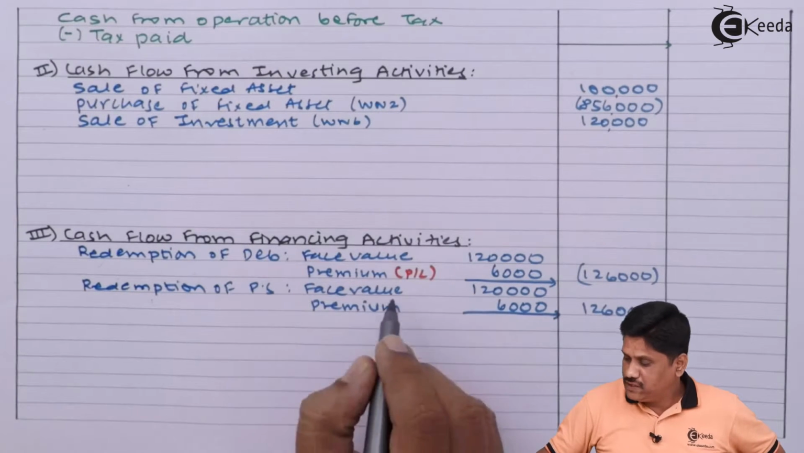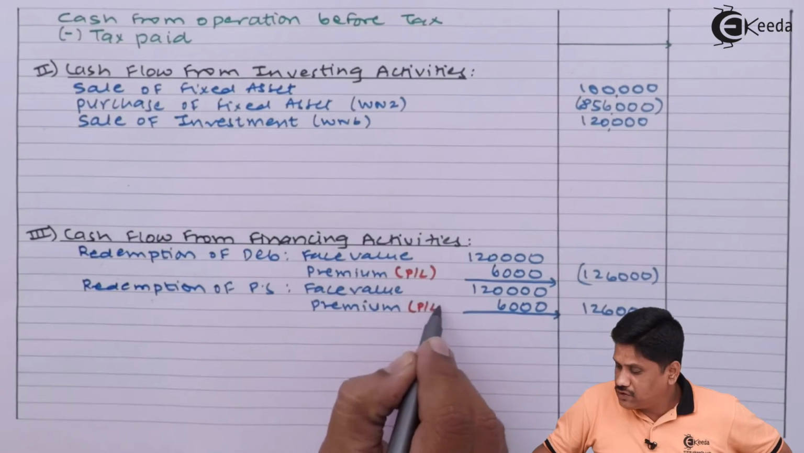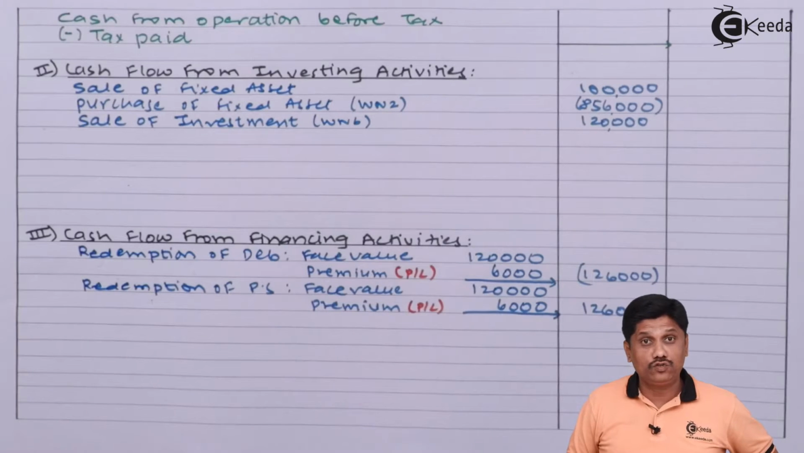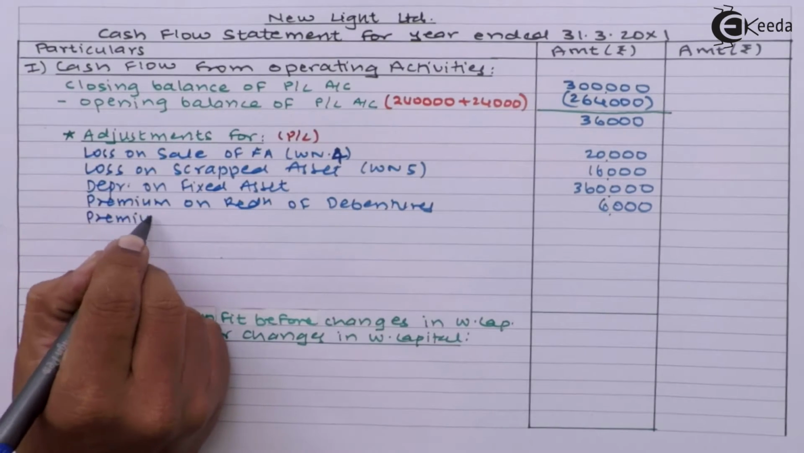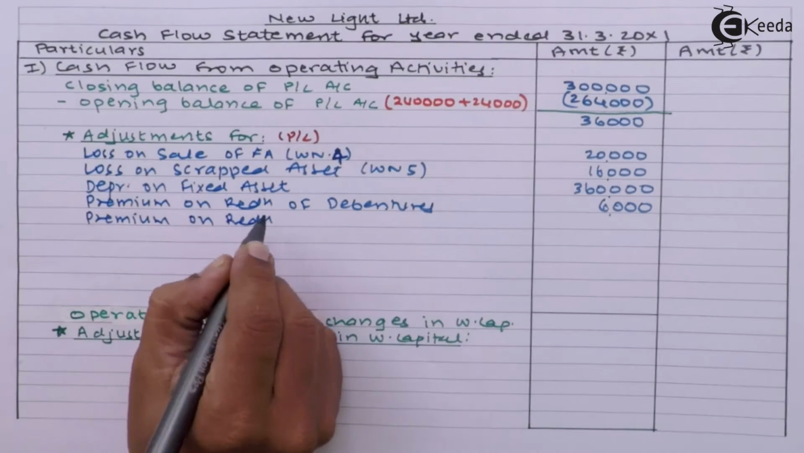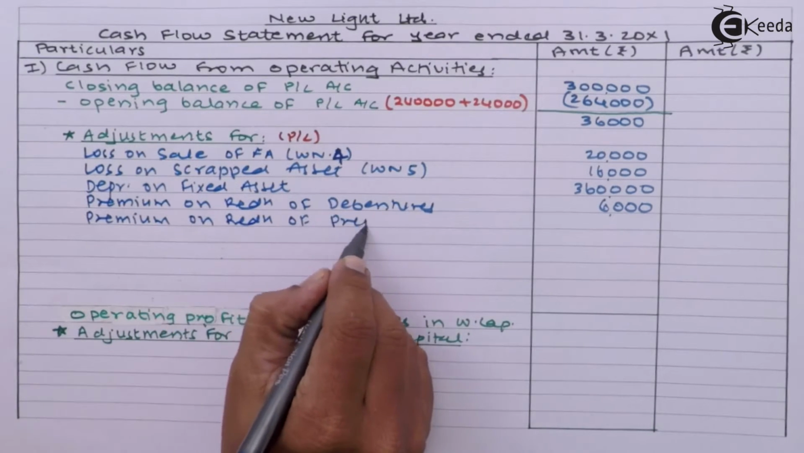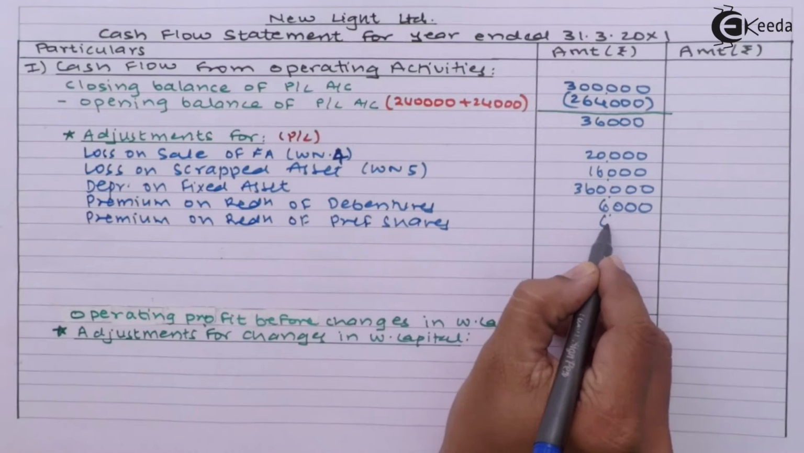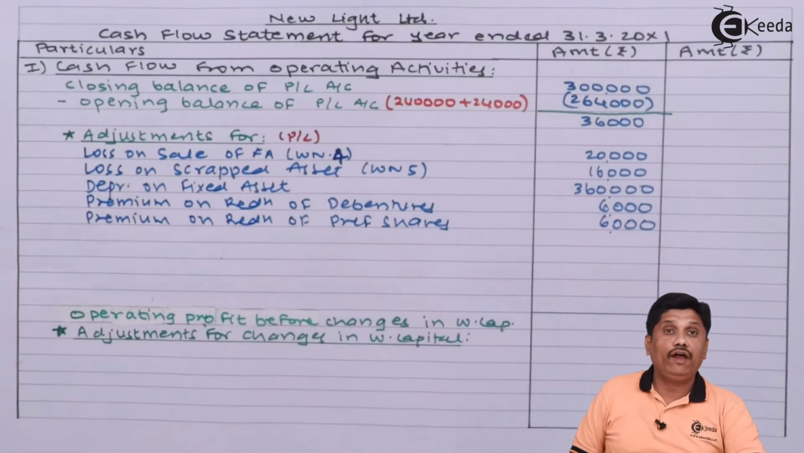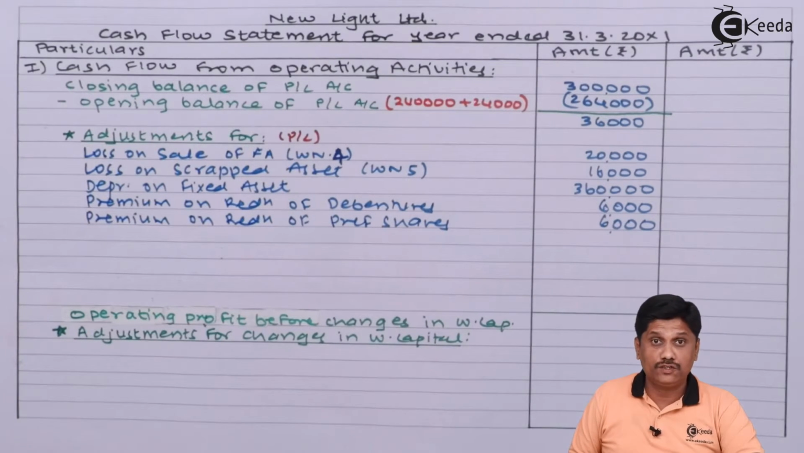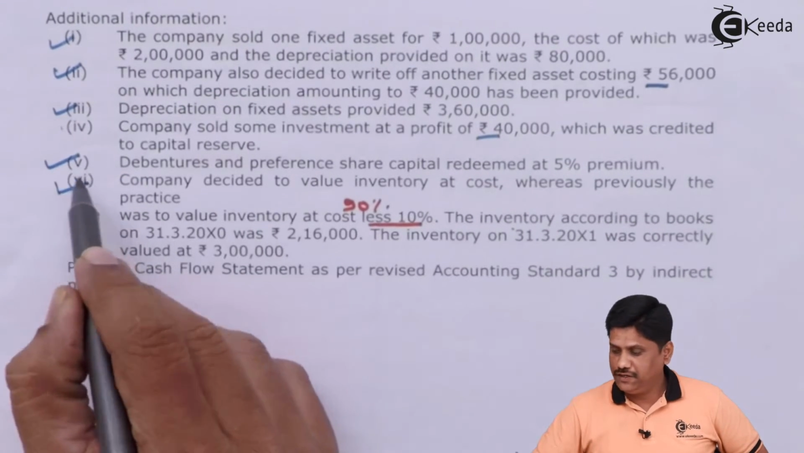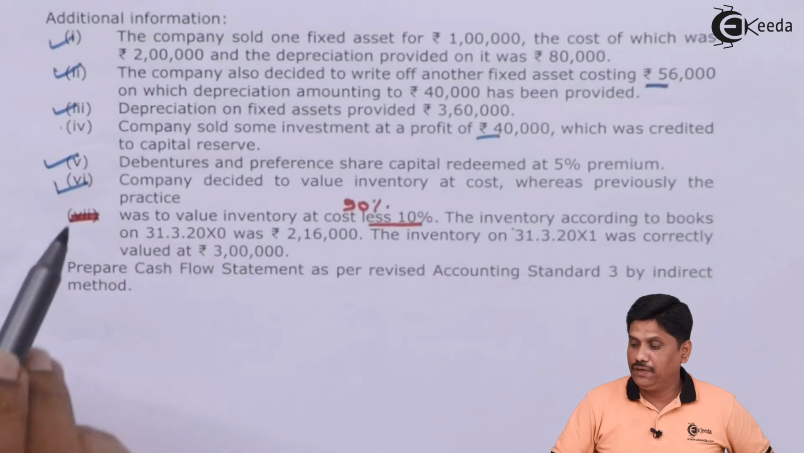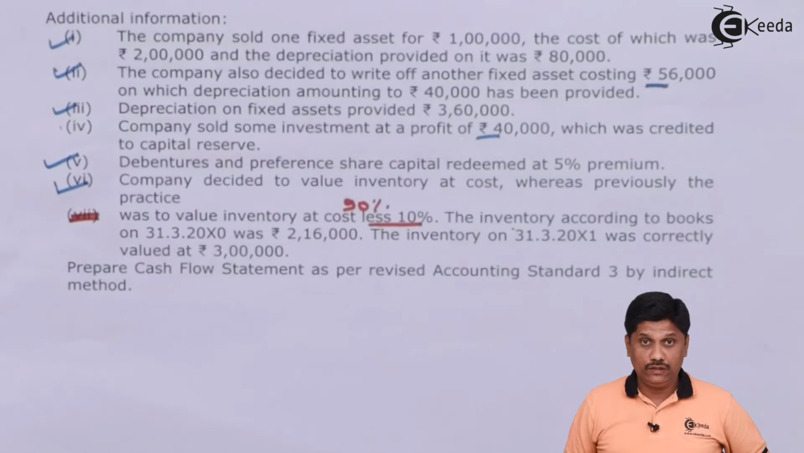This premium we must have debited to the P&L account. It is a non-operating item debited to the P&L account, so I will add it back in my P&L account. So we have added the premium on redemption of preferences also. Information number 6 is already taken care of. So we have technically completed the adjustments which are given here.